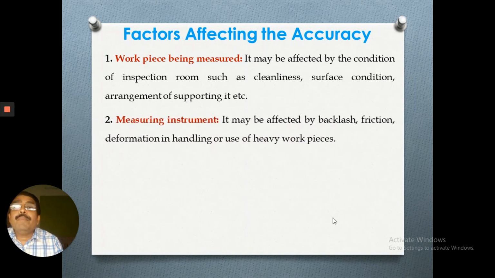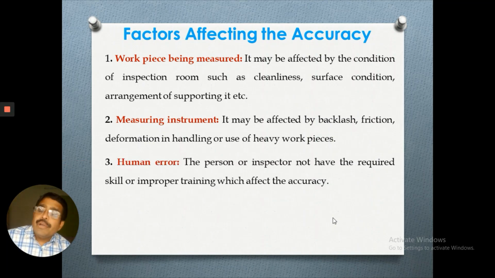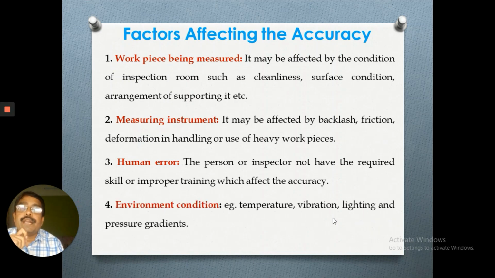affected. Now measuring instrument. When you are using the instrument, there may be play in the instrument, as in mostly the mechanical instruments. Backlash is there. So in that case, the accuracy of that instrument gets affected. Here we can see the human error. If you are not giving proper training to the person who handles that equipment or instrument, naturally human errors may be introduced in the instruments indirectly.